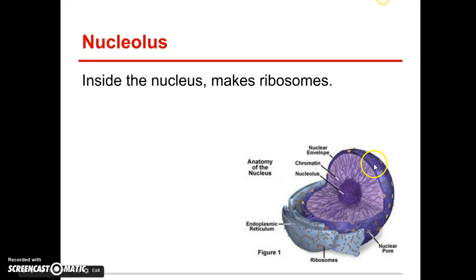This is a picture of the nucleus right here. And then inside we have the nucleolus, chromatin. This is your DNA inside the cell. And then this is another organelle we're going to talk about later called endoplasmic reticulum. Also on the outside of the nucleus, we have a thing called a nuclear envelope. It's like a cell membrane, but for a nucleus.